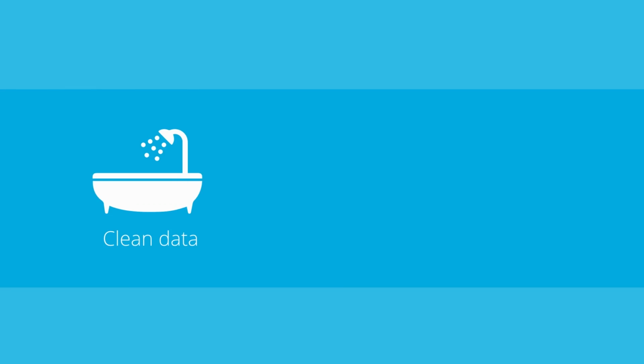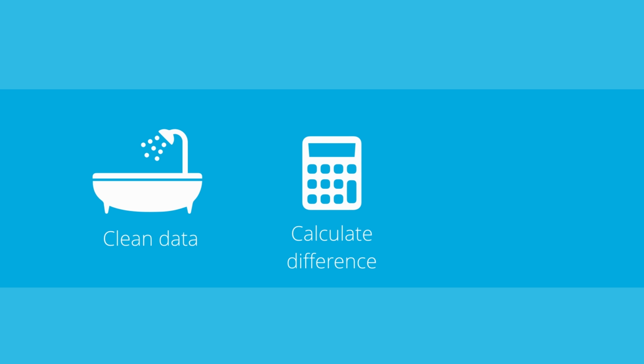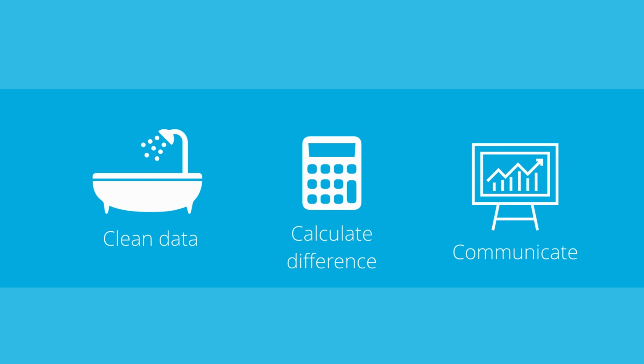After the test has been implemented and we've collected all the data from the experiment, we can begin preparing the data for analysis. First, we'll clean the data to remove unwanted data points. Next, we'll calculate lift or difference in observations from treatment to control group. And lastly, we'll communicate our results.